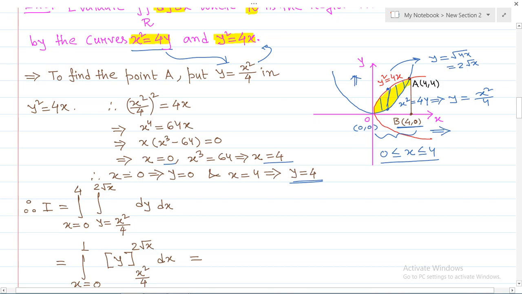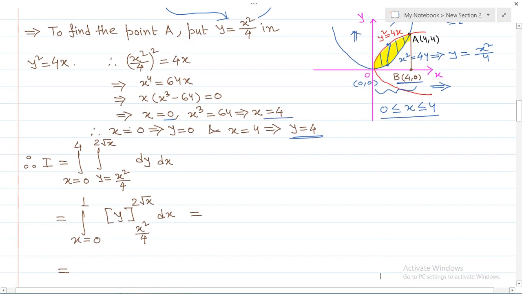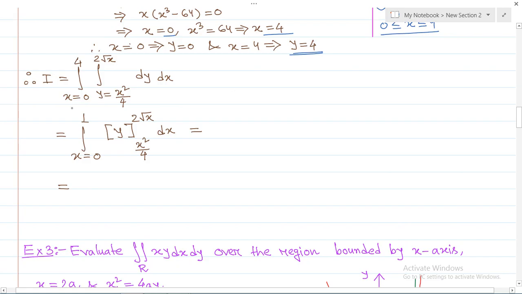So we have written the limits of y and x here in the integration. What we get from there is that x is ranging from 0 to 4, where y is ranging from x square by 4 to 2 root x. First we have to perform with respect to dy, thereafter with respect to dx. Integration of dy is y only. We put the upper limit and lower limit, so x from 0 to 4, 2 root x minus x square by 4 dx.